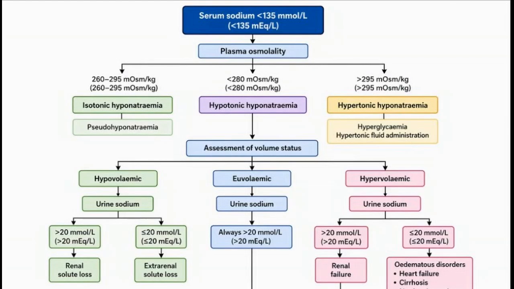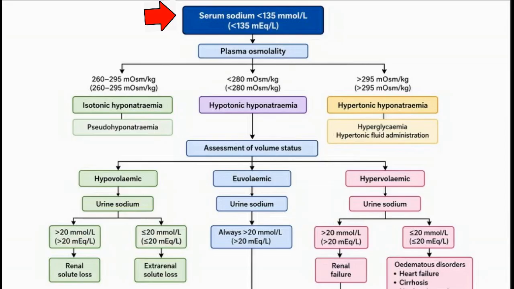This flowchart summarizes the step-by-step approach that every clinician should follow when evaluating a patient with a serum sodium below 135 mEq per liter. Step 1. Confirm hyponatremia. We start with the definition. Serum sodium less than 135 mmol per liter.